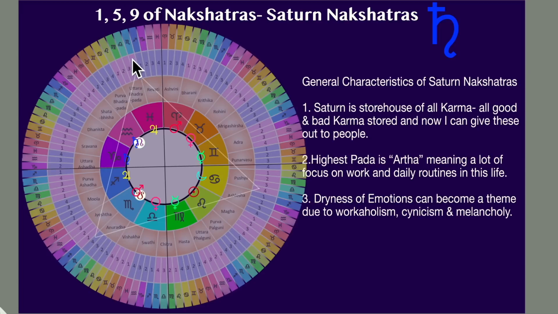So Saturn, highest pada being the second, going into Virgo in each one of these. Saturn being melancholic and a storehouse of karmas, and yet being in emotional moksha houses. Cancer, Scorpio and Pisces. What does this mean? Let us see now.